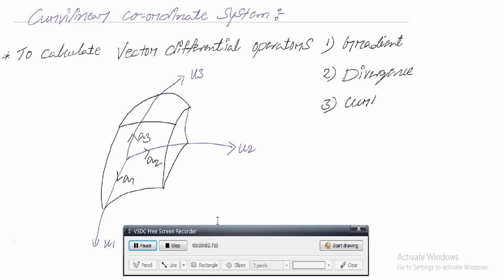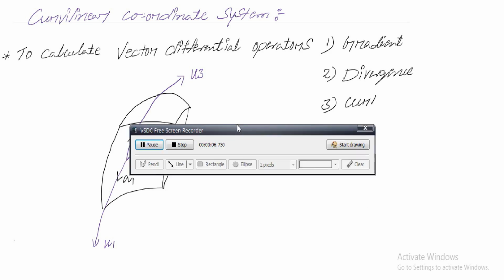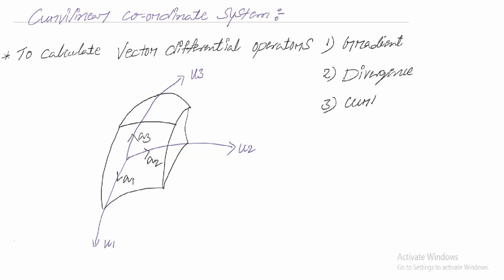Hello students, today we are going to see a new coordinate system, that is curvilinear coordinate system. Till now we have seen three types of coordinate system, that is Cartesian coordinate system, cylindrical coordinate system, spherical coordinate system. Now it is time to see curvilinear coordinate system. What is the use of this curvilinear coordinate system?